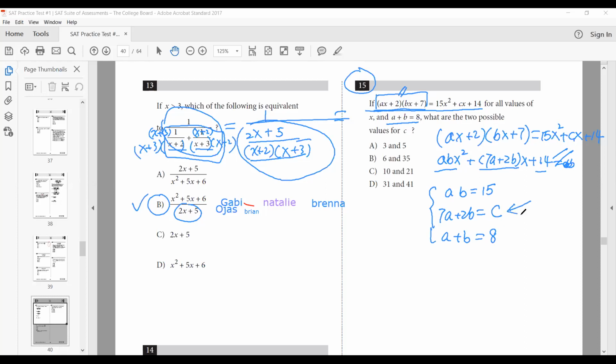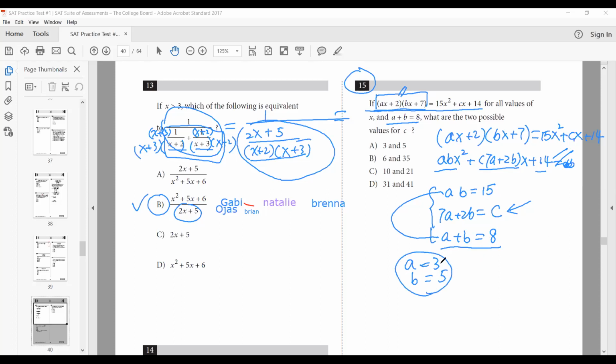So they want the answer for c. Let's see these two first: a times b equals 15, a plus b equals 8. So a equals what? A times b equals 15, a plus b equals 8, so 5 and 3. 5 and 3 is one of them, right? It's one of the answers. If it's multiple choice, because they have two possible values, we can just check here. It's D then, right? You can quickly guess a equals 3, b equals 5.